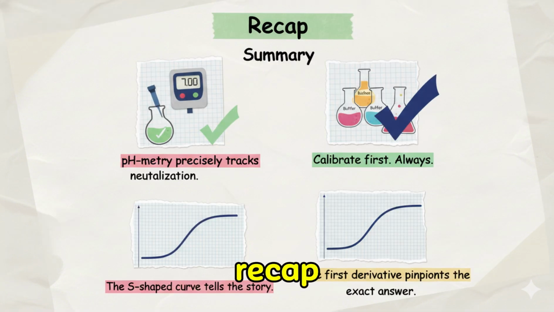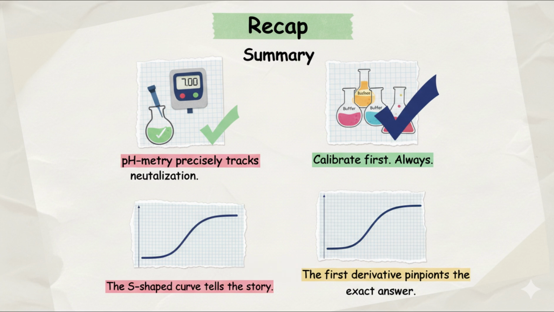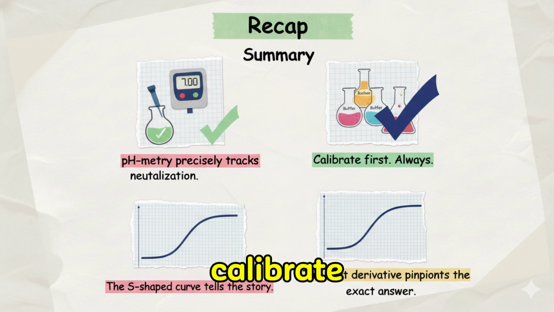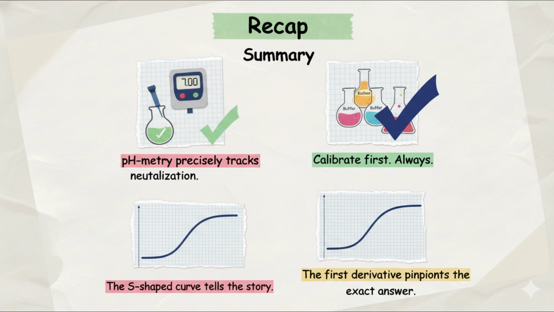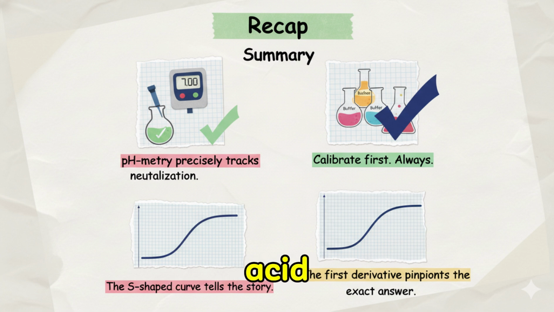So let's recap. 1. A pH-metric titration uses a pH meter to track the neutralization of an acid or base, giving us precise real-time data. 2. You must always calibrate your meter with standard buffers first. No calibration, no reliable data. 3. The data creates a classic S-shaped or sigmoidal curve. The equivalence point, where moles of acid equal moles of base, is the midpoint of the steep vertical section.